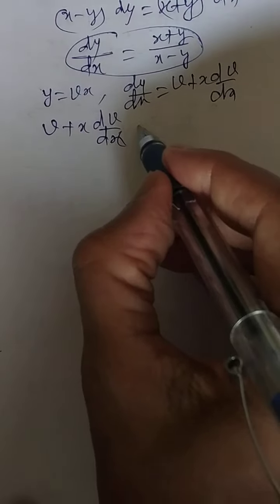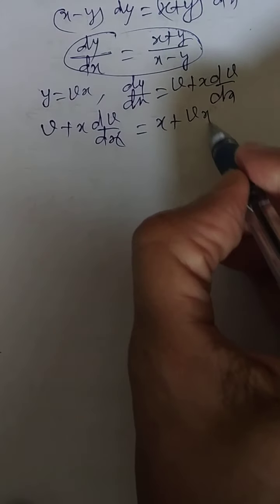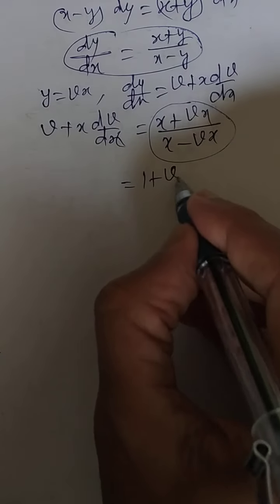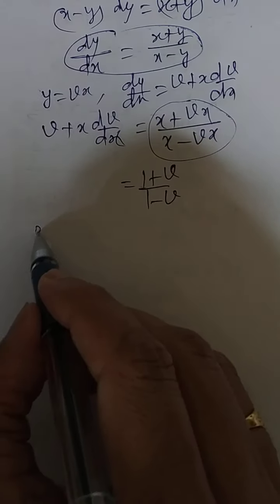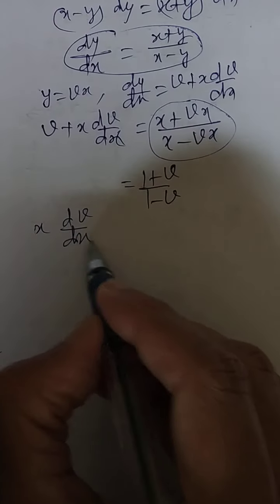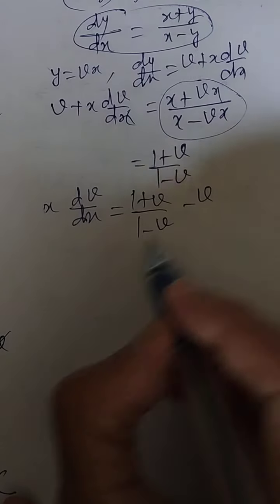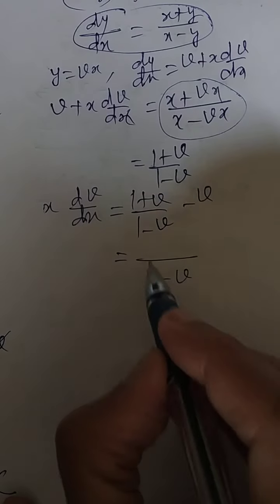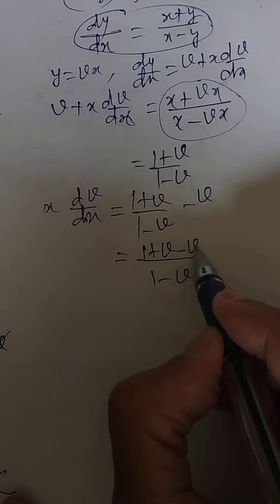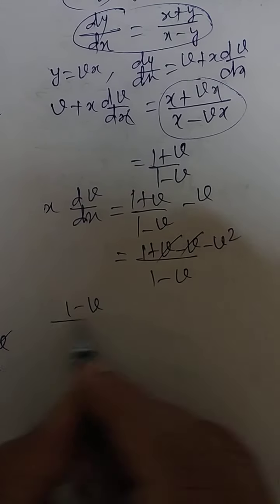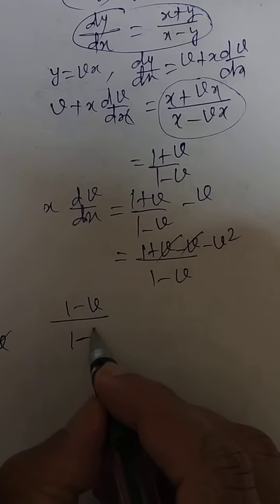I am talking about this step. Now x will be x, here it will be vx upon, here also it is x minus vx. You know that this is going to get cancelled, so you will be getting 1 plus v upon 1 minus v. So x into dv by dx will be equal to 1 plus v upon 1 minus v minus v. Go for LCM. 1 minus v will be over here, 1 plus v minus v square. It will get cancelled. Can you arrange? It will be 1 minus v upon 1 minus v square.